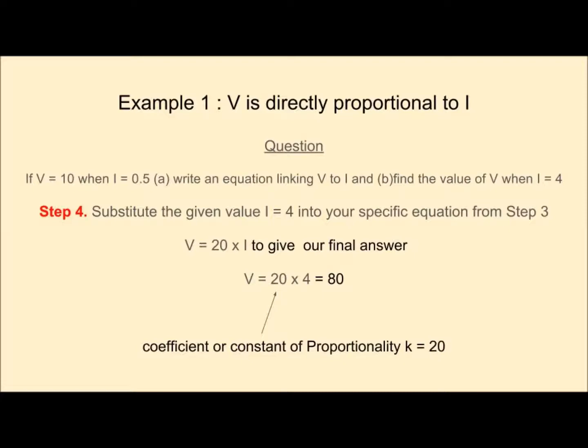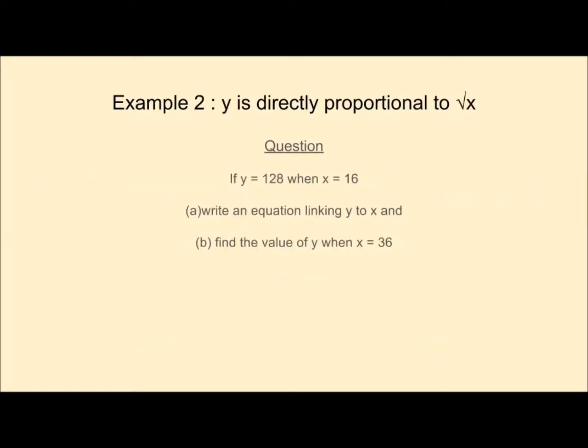And just a reminder, that number 20 there is our value of K, which is our constant of proportionality, or some people call it the coefficient of proportionality. So we're going to move on to some other examples, but they're all exactly the same procedure. So for example 2, we're looking at Y is directly proportional to the square root of x.